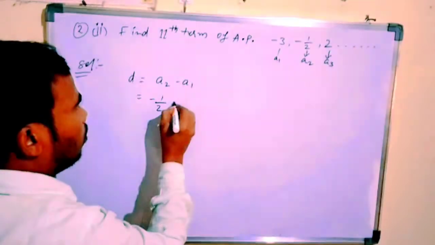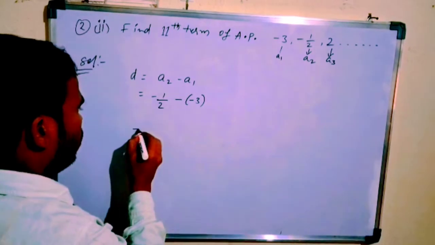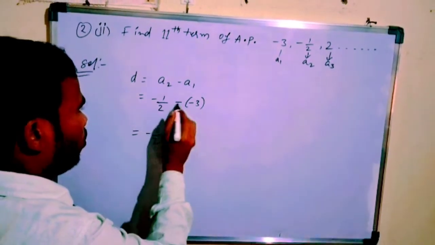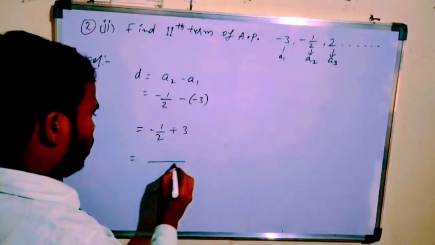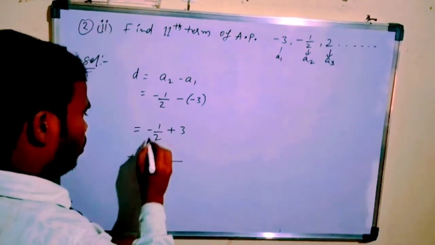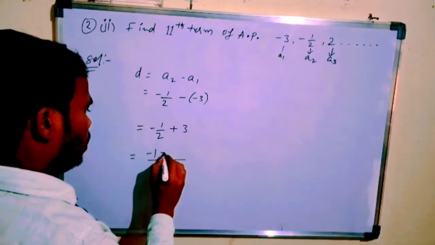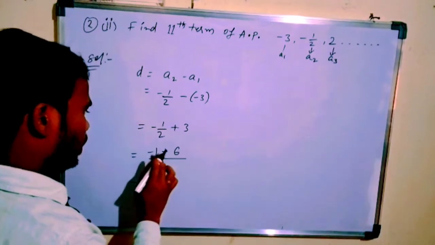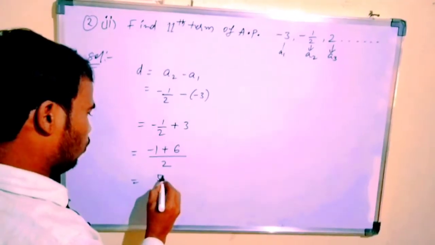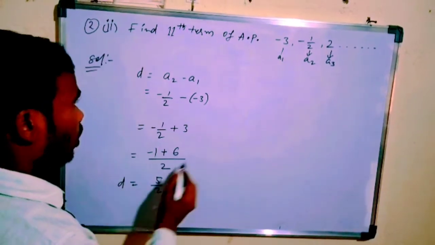-1/2 minus A1, which is -3. So -1/2 minus (-3) becomes plus 3. Taking the common denominator 2, 3 times 2 is 6, so 6 minus 1 is 5/2. So the d value is equal to 5/2.